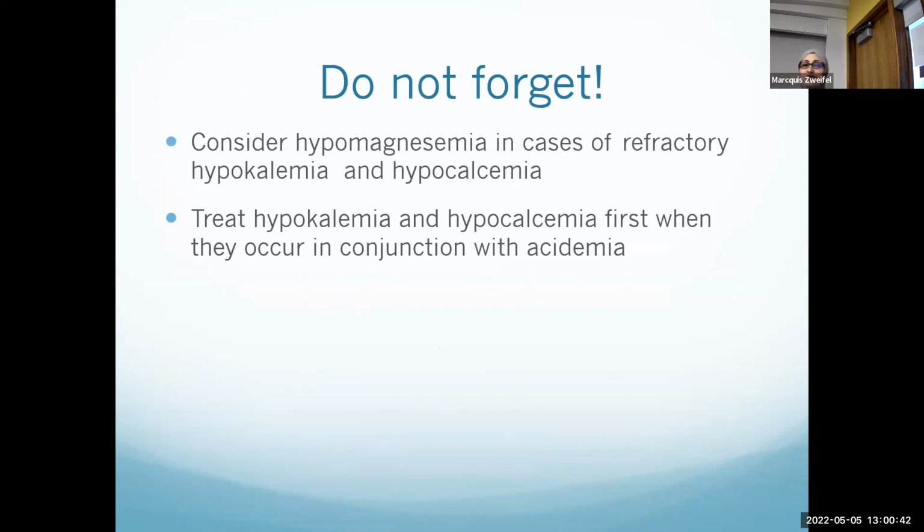And I just want you to not forget, in general, consider hypomagnesemia in cases of refractory hypokalemia and hypocalcemia. So check their magnesium. Treat hypokalemia and hypocalcemia first when they happen with acidemia. Again, we've seen cases, if they come both acidotic and hypokalemic, give them the potassium first. The low bicarb is not going to kill them now, but the low potassium might. Treat the potassium because once you give a little bit of bicarb, the potassium is going to drop.